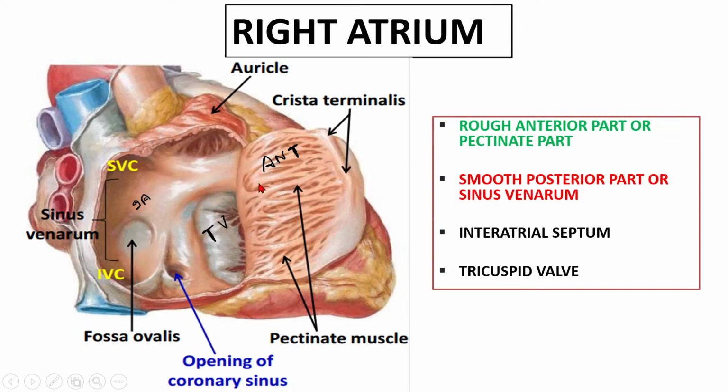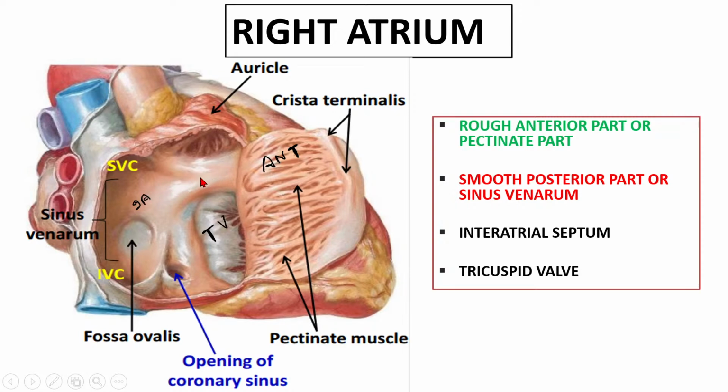So, these two parts of the right atrium differ not only in their gross features, but they are also embryologically different. The anterior part of the right atrium is derived from the right half of the common atrial chamber, while the posterior smooth part of the right atrium, which is also known as the sinus venarum, is derived from the right horn of the sinus venosus, which we will study in the next slides.